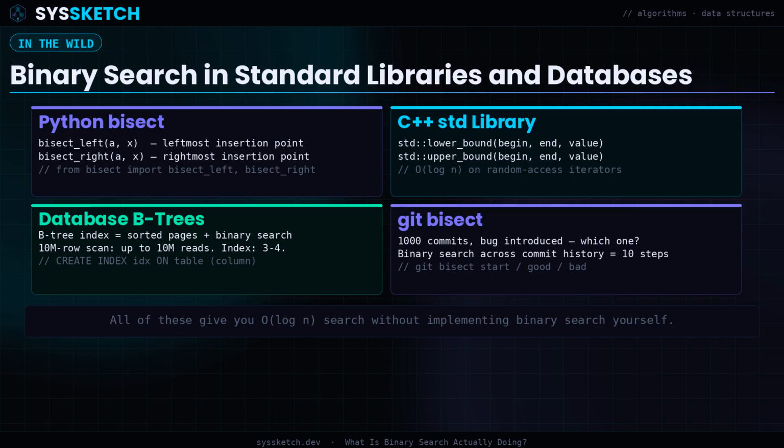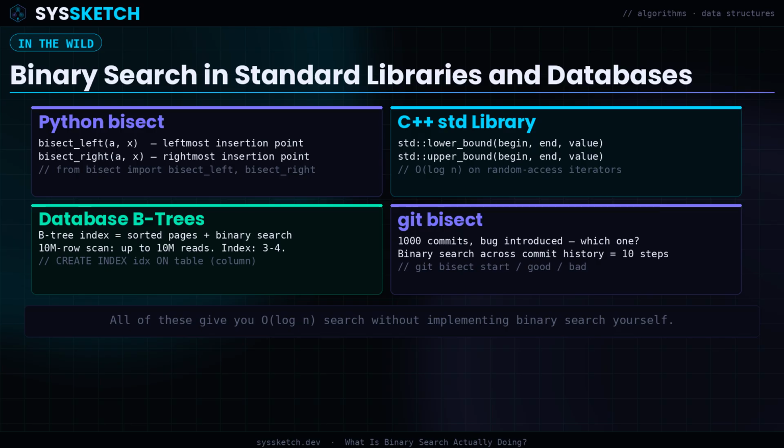Git bisect is another practical application. When you know a bug was introduced somewhere in a sequence of commits but you do not know which one, Git bisect applies binary search across the commit history. It checks out the midpoint commit, you run your tests, and you tell Git whether the bug is present or absent. Git halves the search space with each answer. A history of 1,000 commits is bisected in 10 steps. This is one of the most powerful debugging tools available in any version control system, and it works entirely because a sequence of commits ordered by time is a sorted structure.